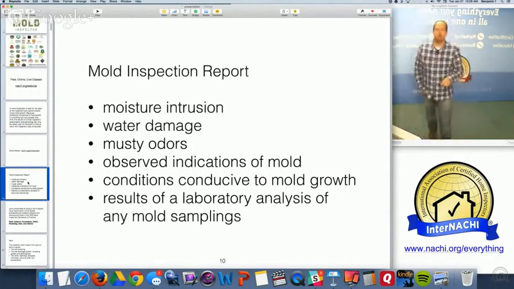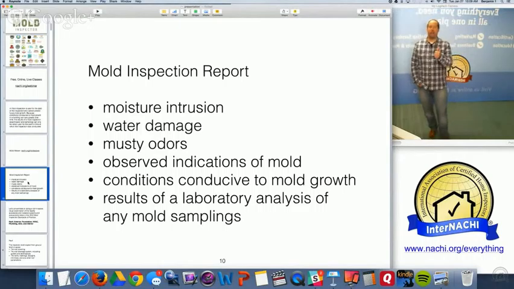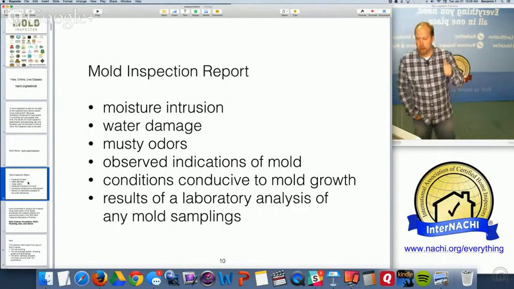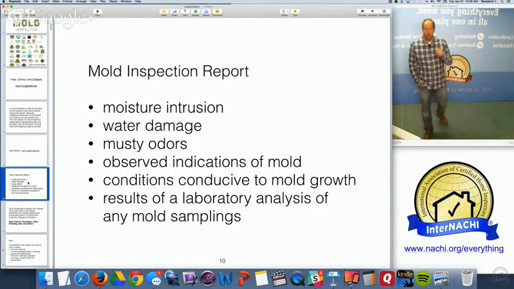A mold inspection report should include the following: describing the moisture intrusion problem, because you have to have that for mold, or conditions conducive to mold growth. Water damage. If you see water damage, you should put that in the report.